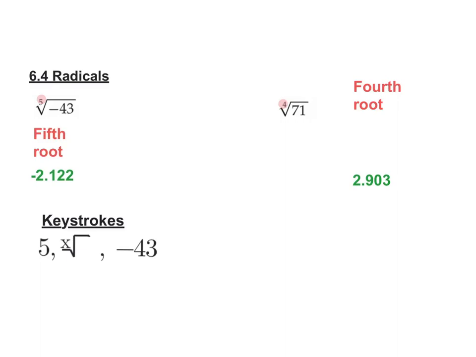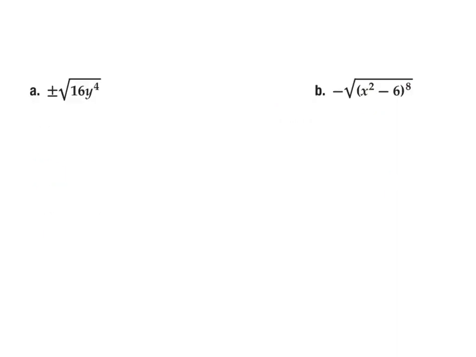Alright, let's get into some stuff that's a little tougher. So a couple problems that you're going to see. Of course, we're going to have variables. When you see the plus or minus already in front of the radical, that means you're going to have a plus or minus as part of your answer. In this case, we'll have a minus as part of our answer.